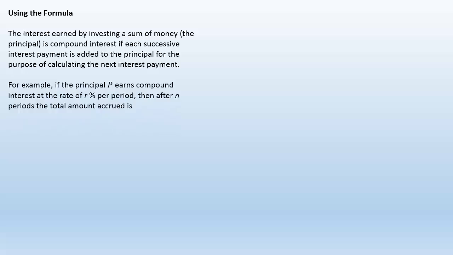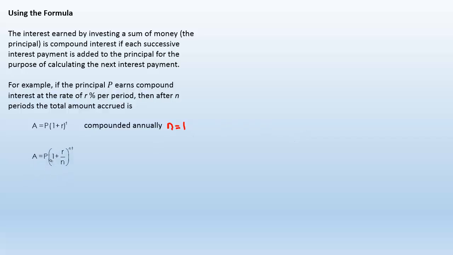For example, if the principal P earns compound interest at the rate of R% per period, then after n periods the total amount accrued is given by A = P(1 + R)^n. That's when compounded annually, so you'll notice that n doesn't appear in the formula, because for this one n is equal to 1. We just get one compounding per year.